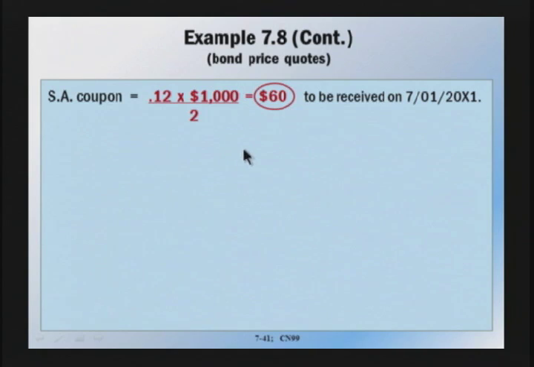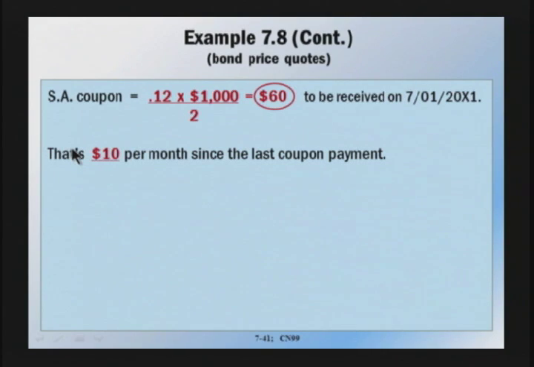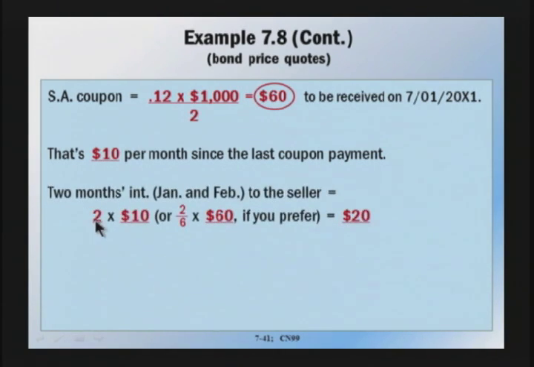You owe the seller 2 months out of that 6-month coupon payment, or $10 per month out of this 6-month coupon, right? $60 coupon paid every 6 months. $10 a month is the interest that's accruing between coupon payment dates. You owe the seller 2 months at $10 per month, or $20. Or 2 months out of the 6 months is 1/3 of the $60 coupon. Either way, it's $20 that you will owe them on top of the $1,050 quoted price.